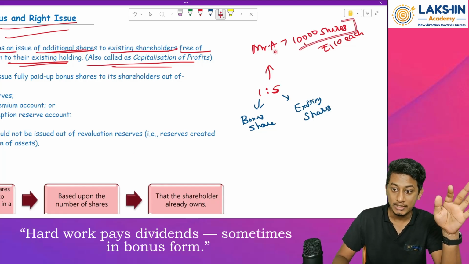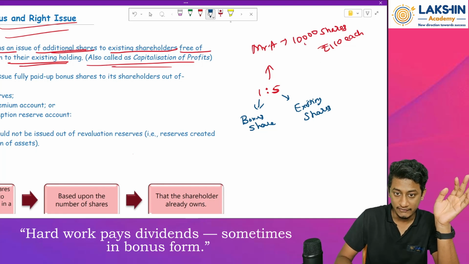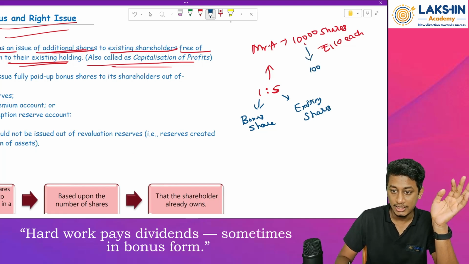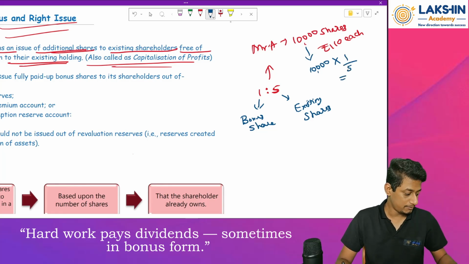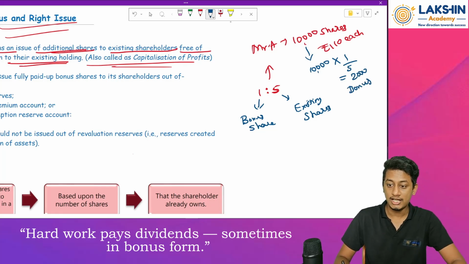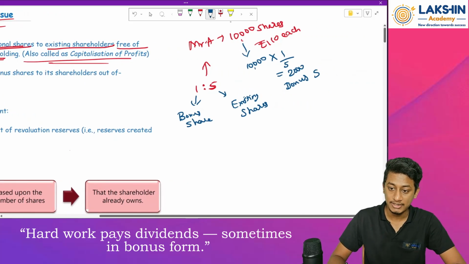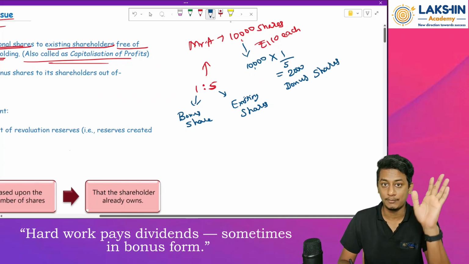That means how many shares will Mr. A get? Mr. A will get 10,000 into 1 by 5. That will be how much? 10,000 divided by 5 will be 2000. Yes. So 2000 bonus shares will be received by Mr. A.